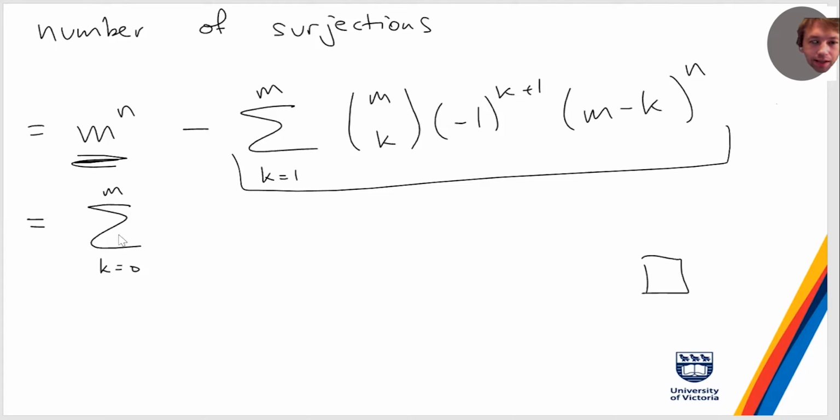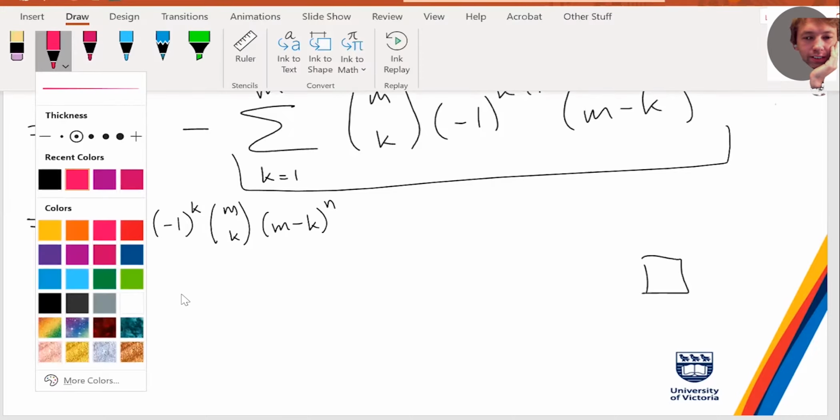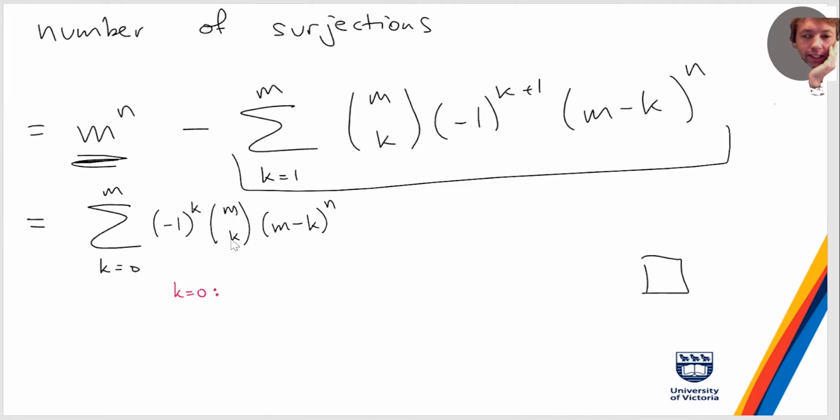So if I collect these things up, this actually does just equal the sum of (-1)^k, m choose k, (m minus k) to the n. Because if you think of the k equals 0 term, (-1) to the 0 is 1, m choose 0 is 1. So it's 1 times 1, (-1)^0, m choose 0, (m minus 0) to the n gives you just m to the n. So that's the same as what I've got here.